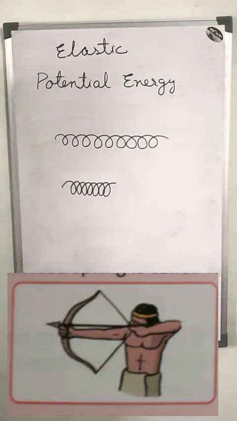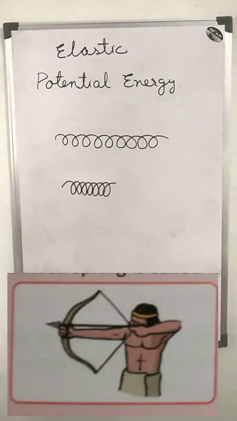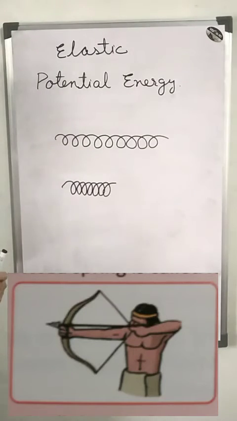For example, a person pulling the string of a bow has some extra energy. It needs some extra work to come back to its own position, so we can say it has elastic potential energy in its string.